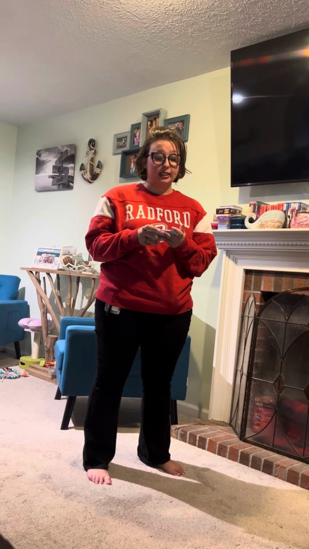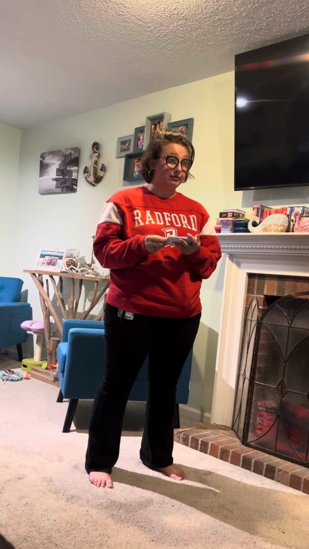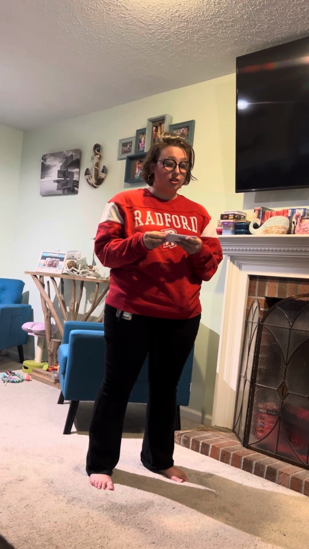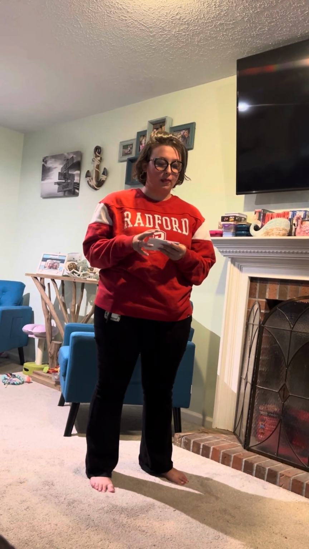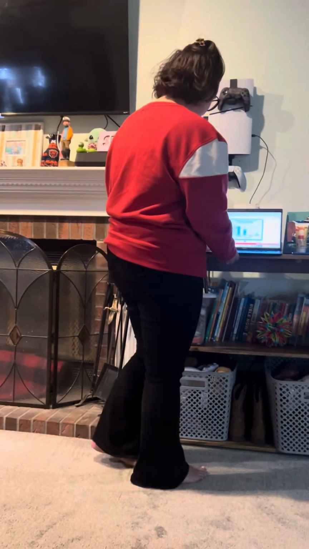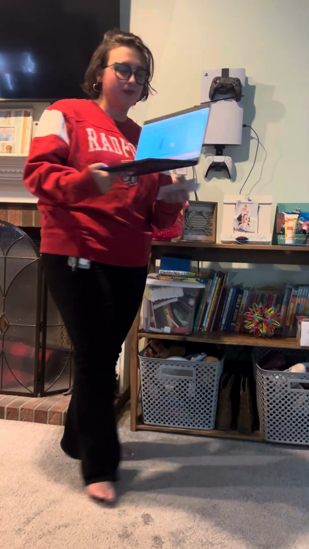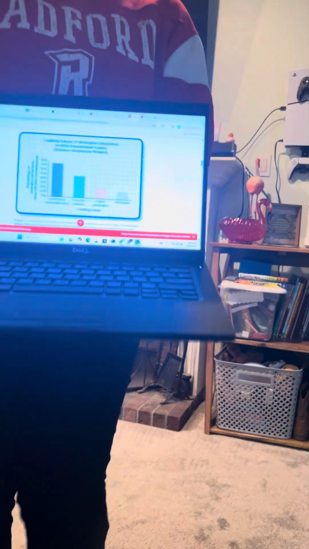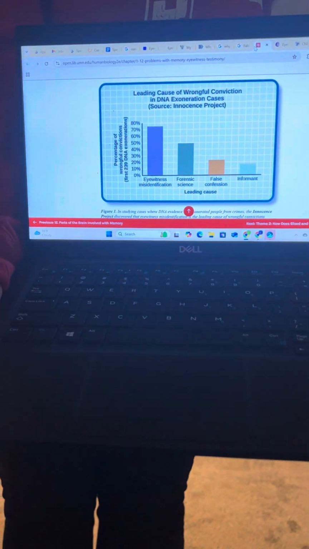Eyewitness misidentification is the greatest cause of wrongful convictions. Eyewitnesses are often expected to identify the suspects based on memory, which is incredibly malleable. This graph from the Innocence Project shows that eyewitness testimony is the leading cause in wrongful convictions. It shows that more than 70% have been proven wrong by misidentification.